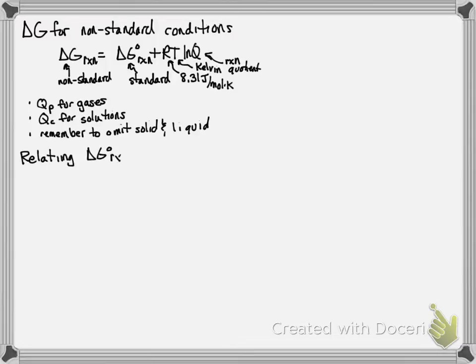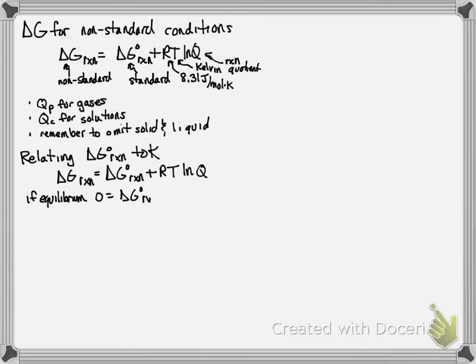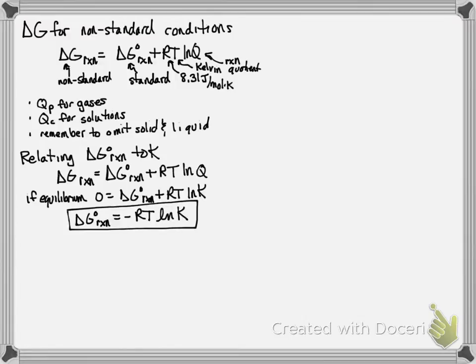And then the whole reason that we'd want to know this about Q, well, one of the reasons, is that then we can relate delta G to K, to our equilibrium constant. So if we have this reaction that says that delta G is delta G under standard conditions plus RT natural log of Q, well, what if we were at equilibrium? If we're at equilibrium, then we know that delta G is 0.